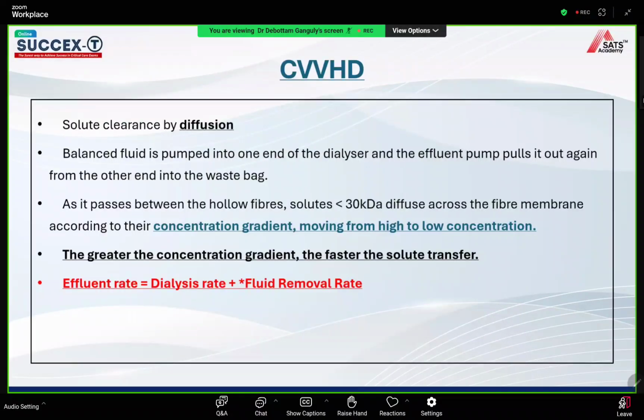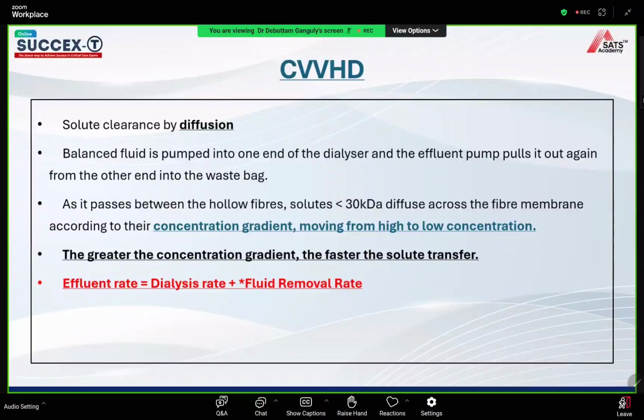So again, CVVHD, that is clearance by diffusion. Anything with D, dialysis, is diffusion. Balanced fluid is pumped into one end of the dialyzer and the effluent pump pulls it out again from the other end into the waste bag. So the waste bag contains the toxic products along with the fluid and the removed dialysate.